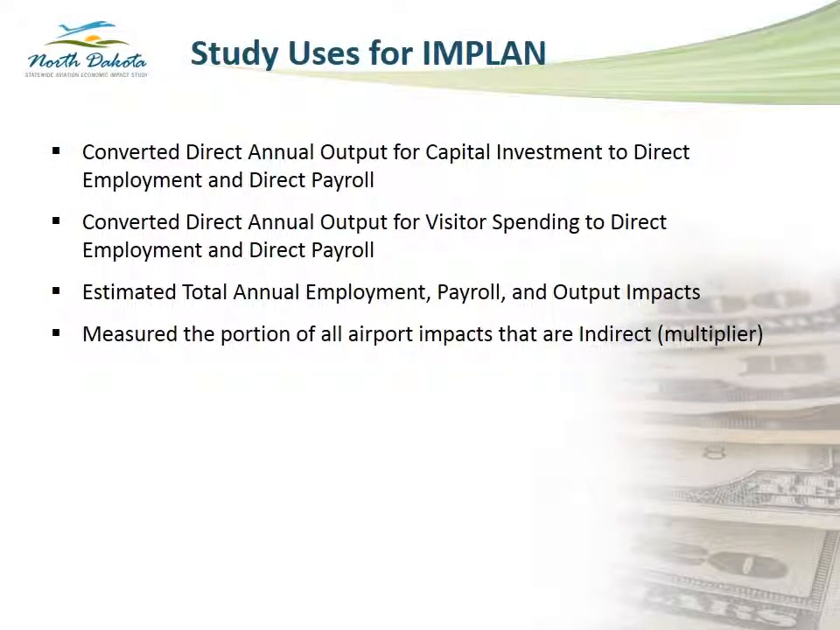The IMPLAN Model was used in several ways in this study. The model was used to: 1. Convert direct output for capital investments into the number of direct jobs and payroll that the output supports. 2. Convert direct output for visitor spending into the number of direct jobs and payroll that the output supports. 3. Estimate, considering all direct impacts, each airport's total annual economic impact. 4. Measure indirect impacts in all categories for employment, payroll, and output. Indirect impact is the difference between total and direct impact.